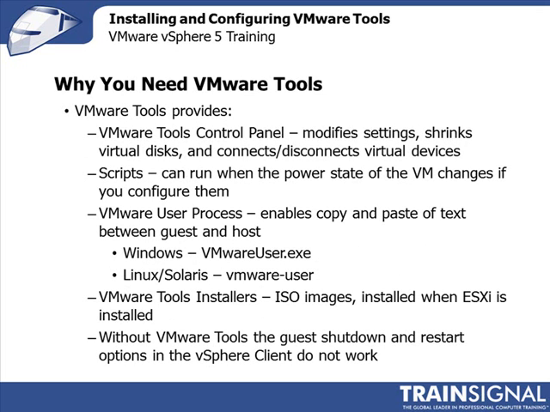VMware Tools also provides a control panel which allows you to modify the settings, shrink virtual disks, connect and disconnect virtual devices, and so on and so forth. It allows you to run certain scripts in the event that the power state of the virtual machine should change, if you configure them. VMware User Process enables copy and paste of text between the guest and the host. Again, on Windows it's VMwareUser.exe, and on Linux and Solaris, it's vmware-user.